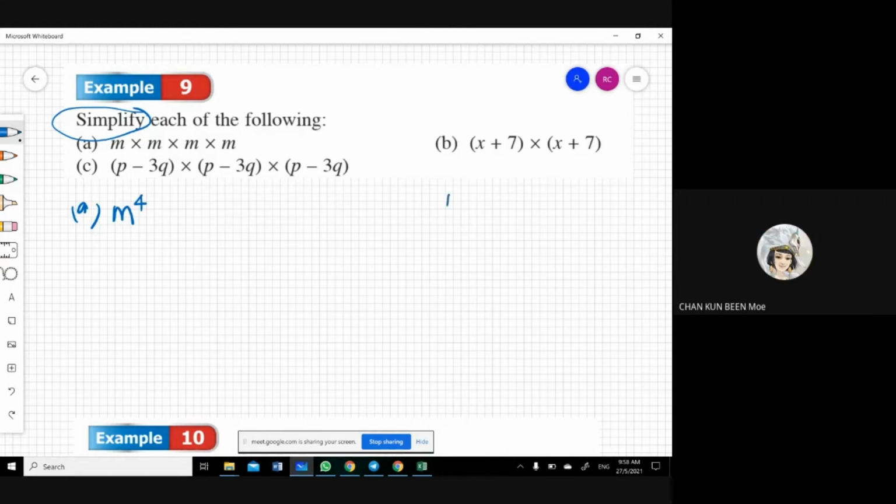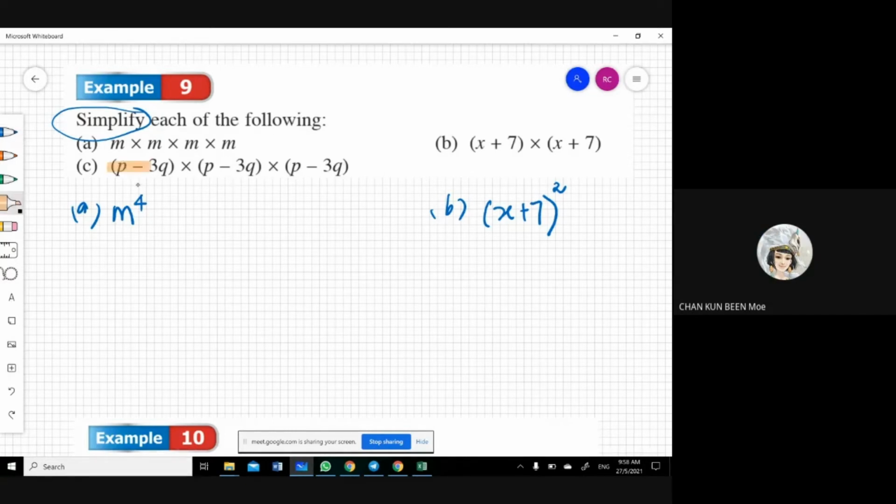Okay, now we look at B, this one. x plus 7 in bracket times x plus 7. So the same thing, right? We copy down first. It is x plus 7 in bracket. How many x plus 7? 2. So the power is 2. Okay? Now we look at the third one.